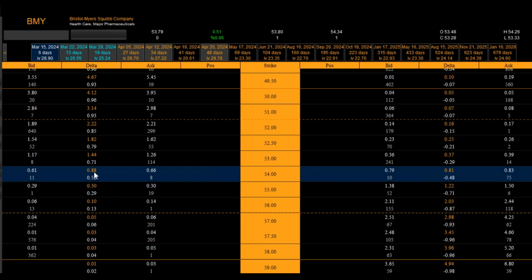But as you move into the money, you notice the 54s, the 53s, the 52s. These are in the money. The stock is above those prices. You see the delta gets bigger and bigger, and as you move away from the at the money, the delta gets smaller and smaller.